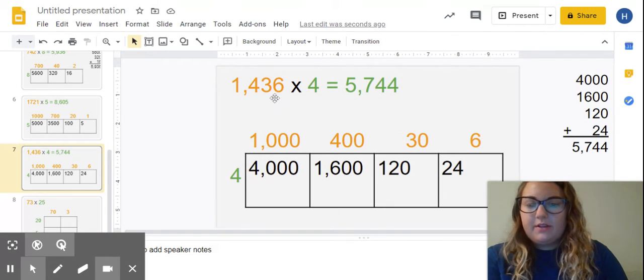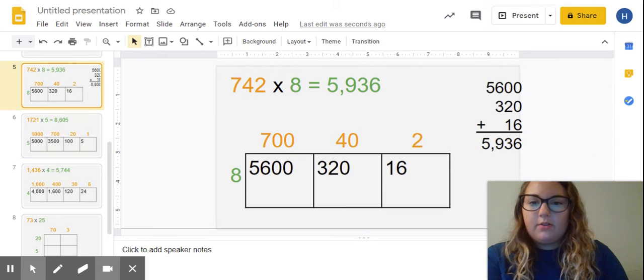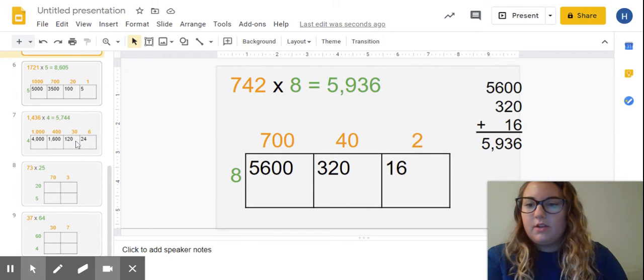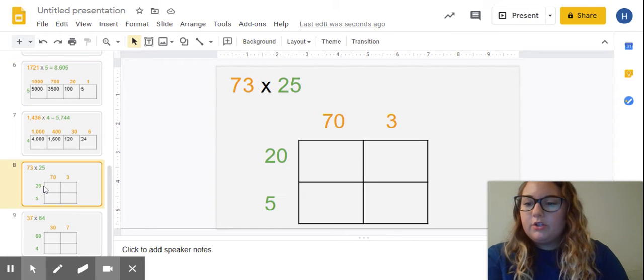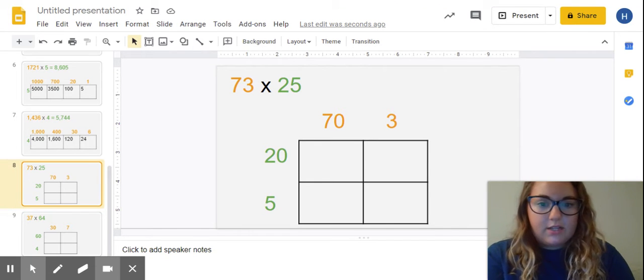So now we have looked at how to multiply 4-digit numbers by 1-digit numbers, and we have also looked at 3-digit numbers by 1-digit numbers. So to finish our lesson today, we are going to practice multiplying 2-digit numbers by 2-digit numbers. So we're going to use the same rules that we have been using throughout our lesson.